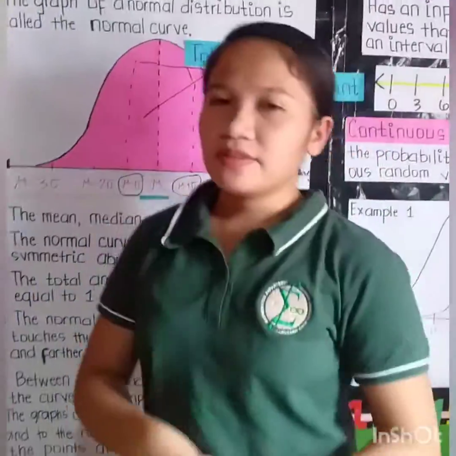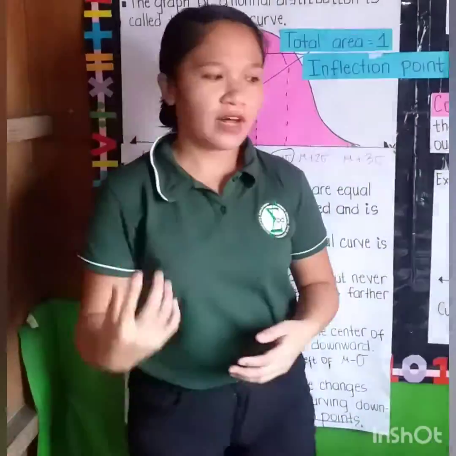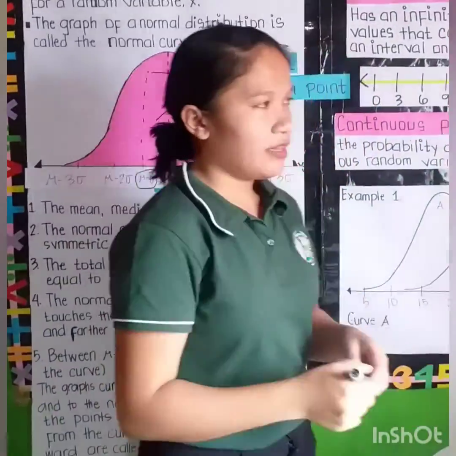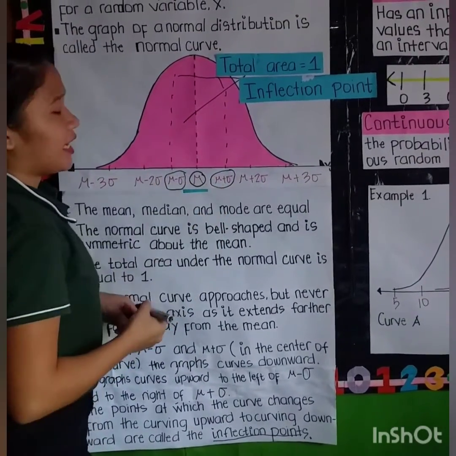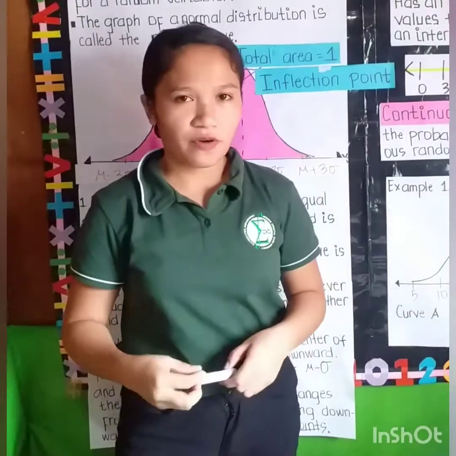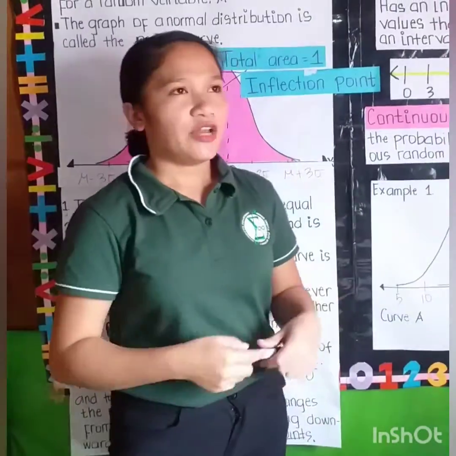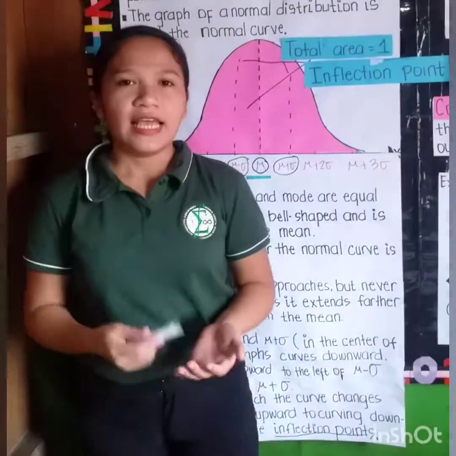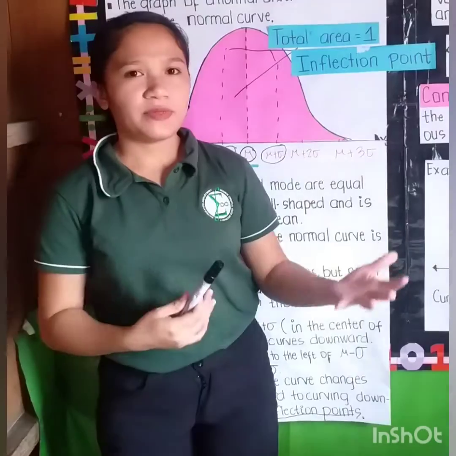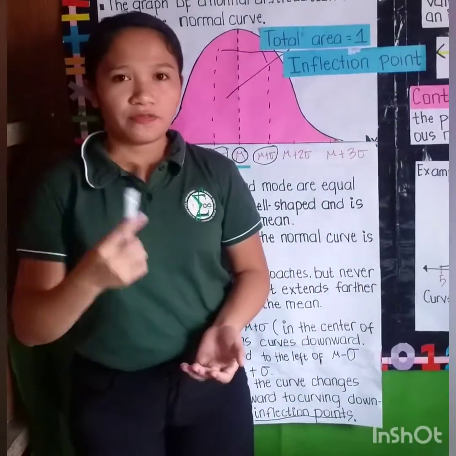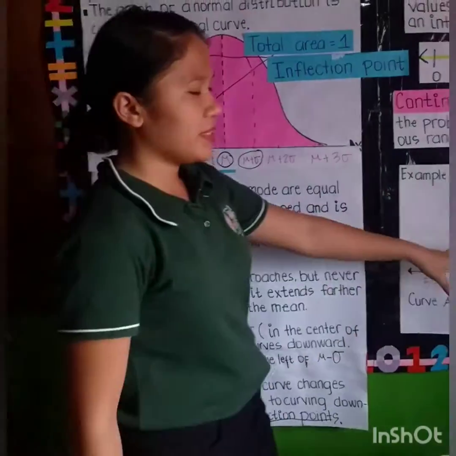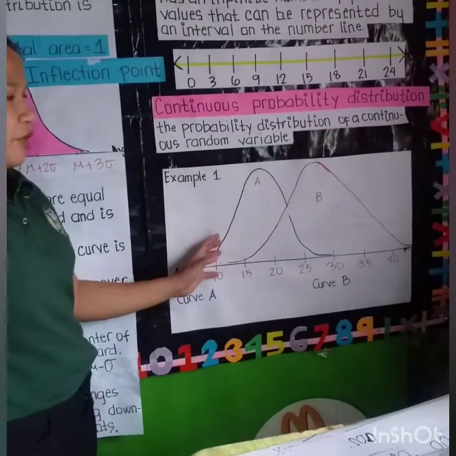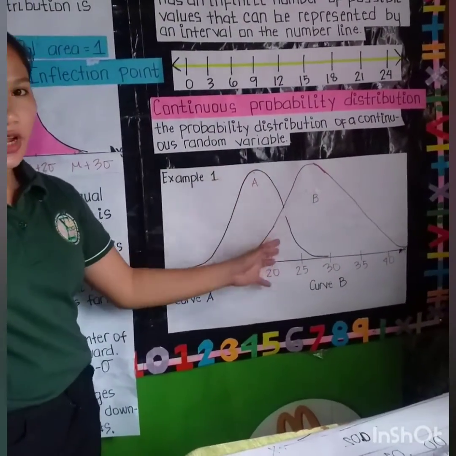In normal distributions, we can have different values of the mean and any positive value of the standard deviation. The standard deviation describes the spread of the data. I have here an example. In our example, we can determine which curve has a greater mean.